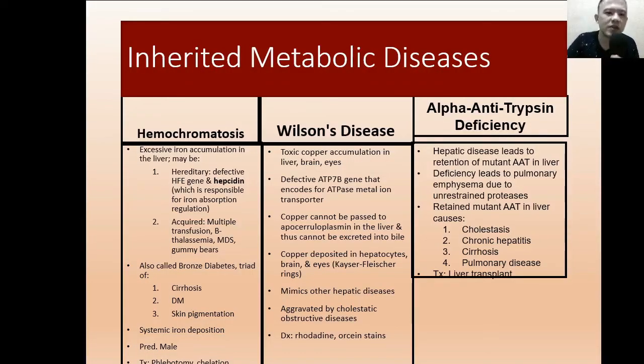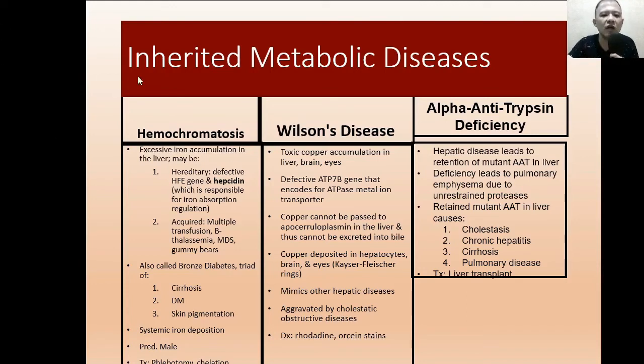So we're done with cholestatic liver diseases. Let's go to inherited metabolic diseases. So we mentioned that the liver is a site of metabolic processes. The diseases that are exemplified here are diseases that retain certain elements or certain minerals that are toxic to the liver. Because it is retained, it causes fibrosis and hepatitis and cirrhosis on the liver.